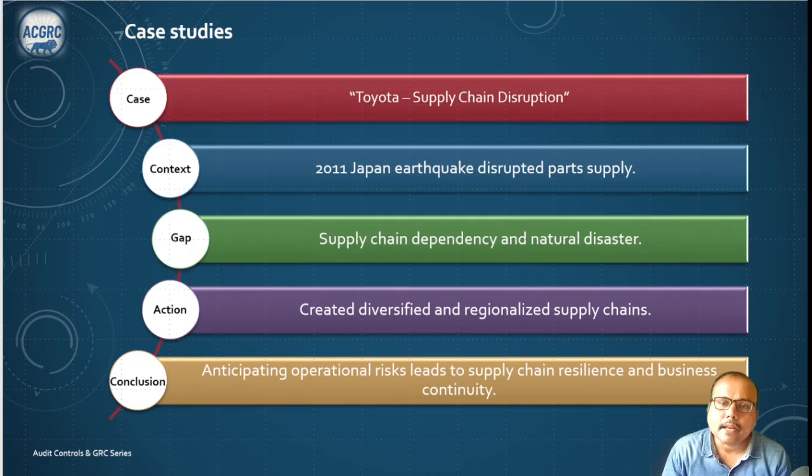The next case is wherein there was a disruption due to a natural disaster, and it exposed supply chain dependency. The result of the review was to create a diversified and regionalized supply chain. This comes from the experience of the 2011 Japan earthquake, which disrupted the part supply, affecting the organization, in this case Toyota. Their complete supply chain had a serious disruption. The learning, in conclusion, is that anticipating operational risk leads to supply chain resilience and business continuity.